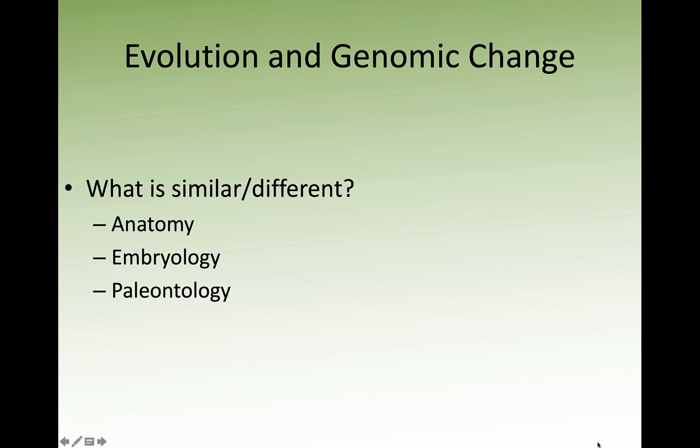Historically, when we have done this, we looked at anatomy, we looked at embryology, we looked at paleontology, right? We looked at all these different samples, all these extant species, or the fossil record, and we tried to say, okay, well, given these patterns of similarity and difference, what is the most parsimonious, or what is the most likely explanation for the relationship among these things?